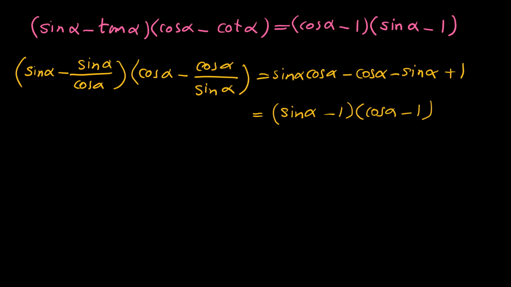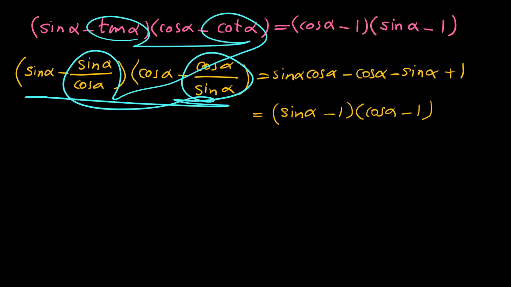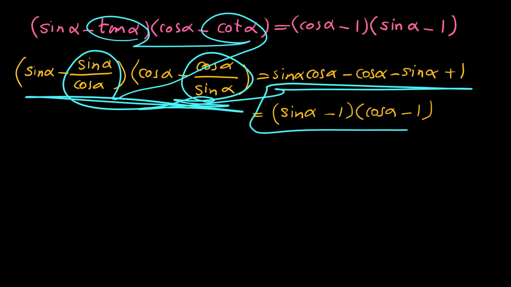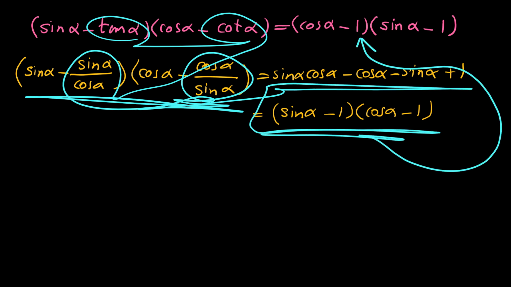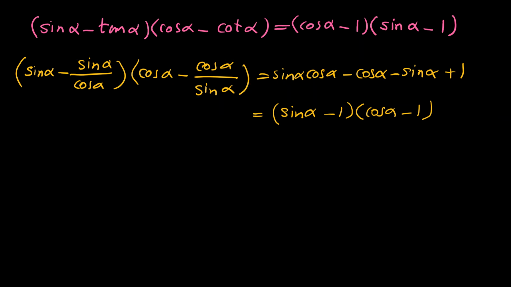So the only thing that here we did was to write the tangent and cotangent in terms of sine and cosine, multiply the brackets, factor it again because the other side is factored form, and that's it. This is the proof of this identity.